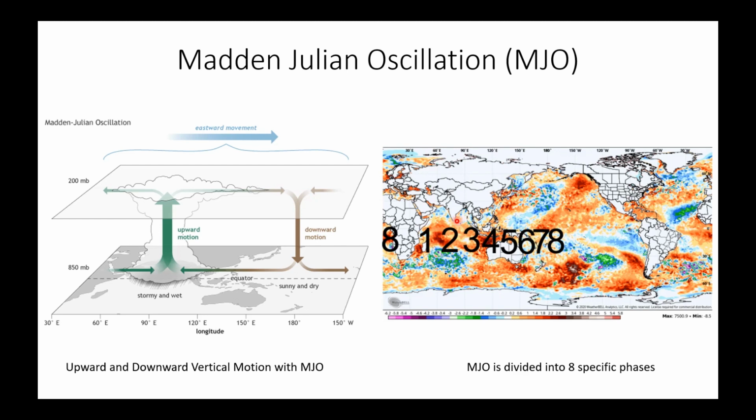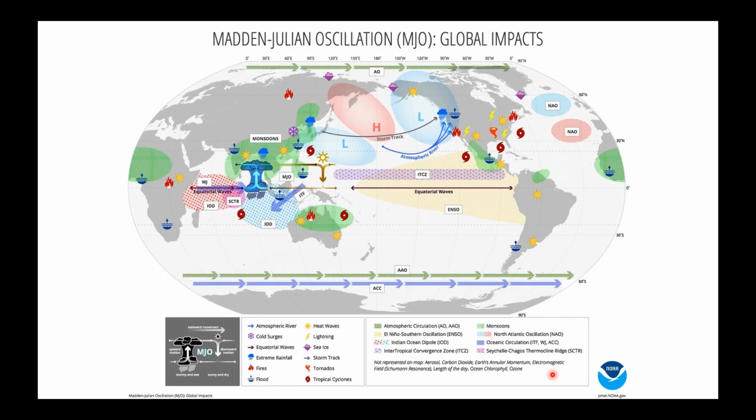So if I'm in MJO phase 2, for example, my convection or enhanced rainfall will be located over the Indian Ocean. If I get to phases 4 and 5 of the MJO, now my enhanced convection is going to be located over what's known as the Maritime Continent, or Australia. As I work my way towards the east, if I work my way towards phases 7 and 8, now my convection is over the Western Pacific, inching much closer to the 180-degree longitude line here at phase 8, which is the international date line. So 8 phases of the MJO. Keep that in mind as we move forward.